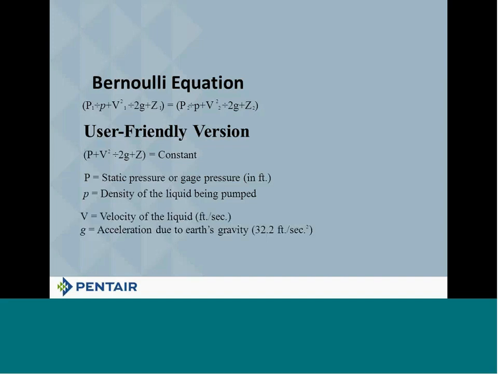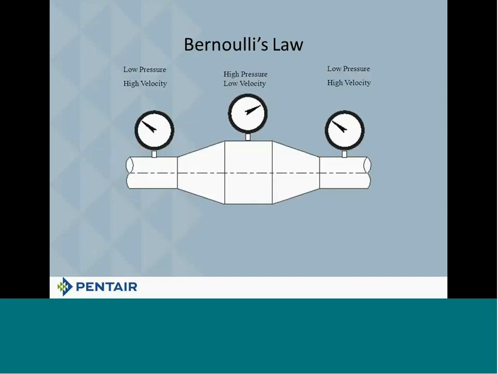V squared divided by 2g is the velocity head formula. We talked about that just a minute ago. And the last thing is z. Z is the height above or below a reference point. So point 1 is one reference. Point 2 is a different reference, and is it above or below point 1, or is it equal to point 1? All right?